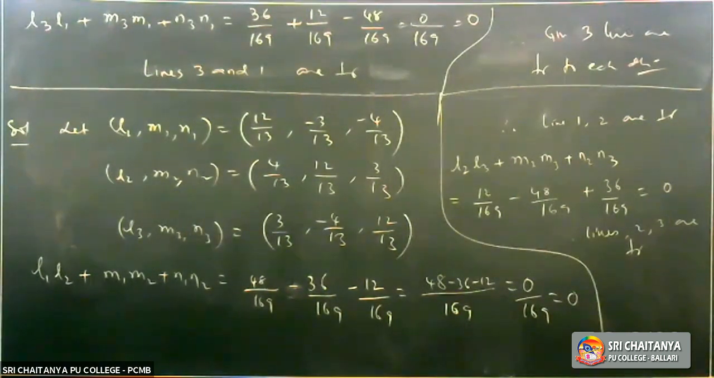1, 2 are perpendicular to each other. 2, 3 are perpendicular to each other. And 3, 1 are perpendicular to each other. Therefore, the 3 lines are mutually perpendicular. That means the given 3 are mutually perpendicular to each other. I hope you understood this. Copy that one.